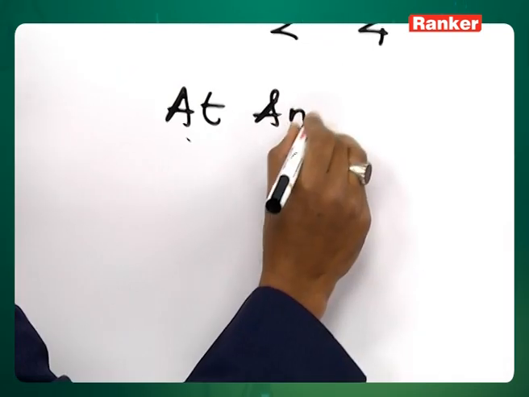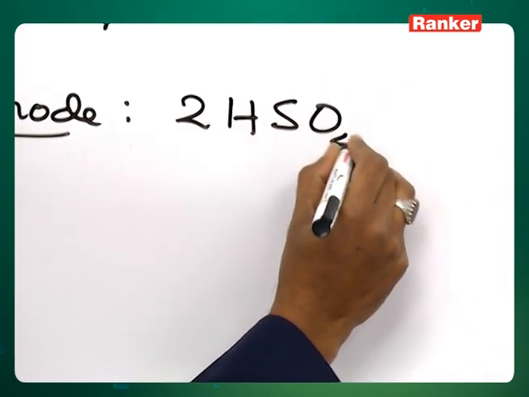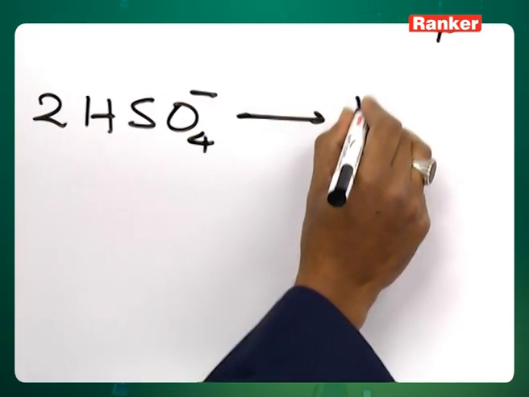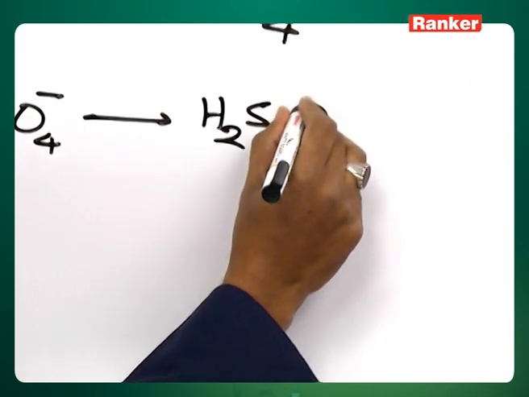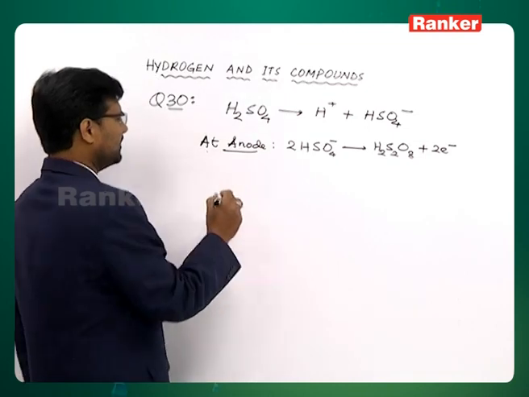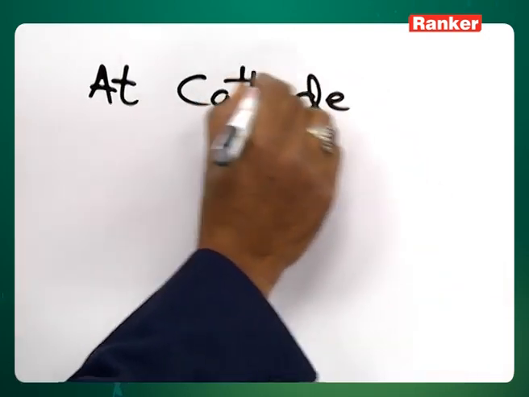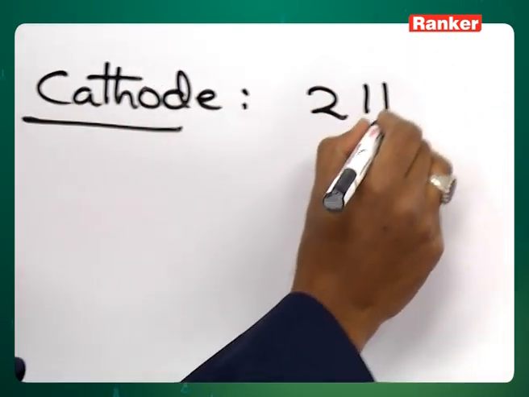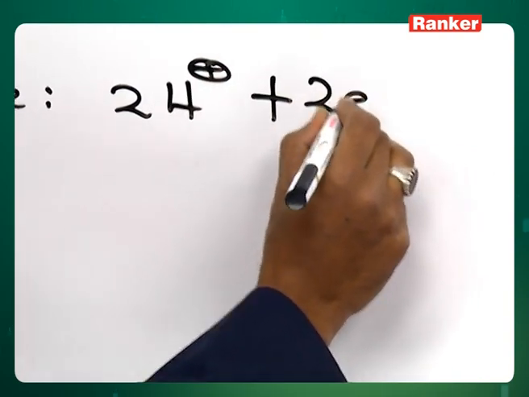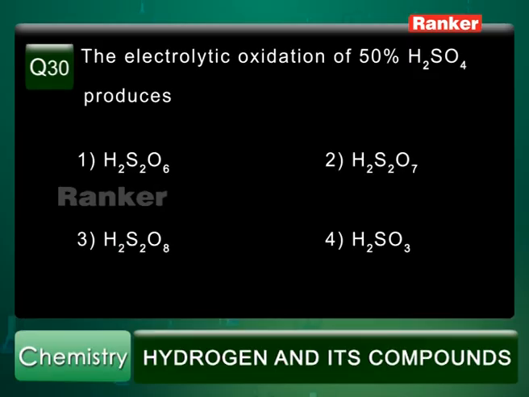At anode, two HSO4- gives rise to H2S2O8 by losing 2 electrons. This is oxidation. Oxidation takes place at anode. And at cathode, two H+ picks up 2 electrons and gives H2 gas. So hydrogen gas is produced at cathode and perdisulfuric acid is formed at anode. The correct answer therefore is third option, H2S2O8.